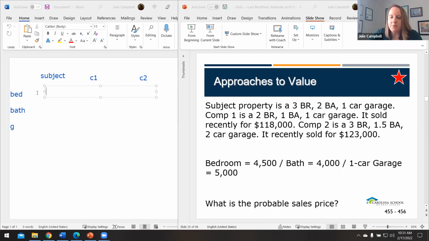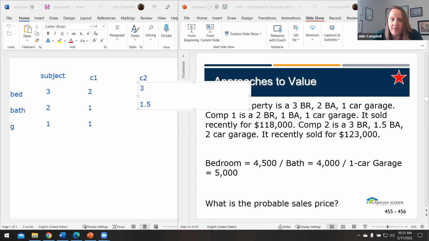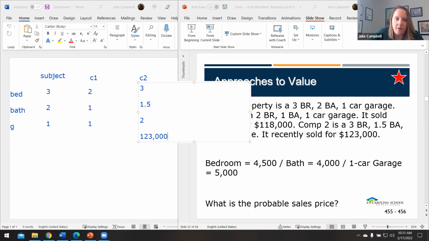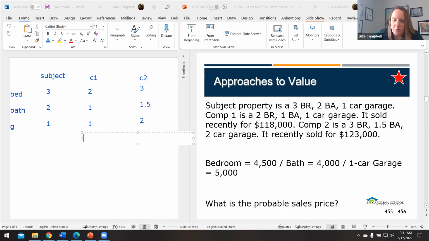The problem tells me that my subject property is three bedrooms, it's two bath, and it's a one car garage. Comp one is a two bedroom, one bath, and a one car garage. And comp two is a three bedroom, one and a half bath, and a two car garage. I'm also told that my comps recently sold, comp two recently sold for $123,000. And comp one recently sold for $118,000. I took the word problem and I put it in nice, neat rows and columns. So now I can clearly see these are the features of my subject property. These are the features of comp one and comp two.